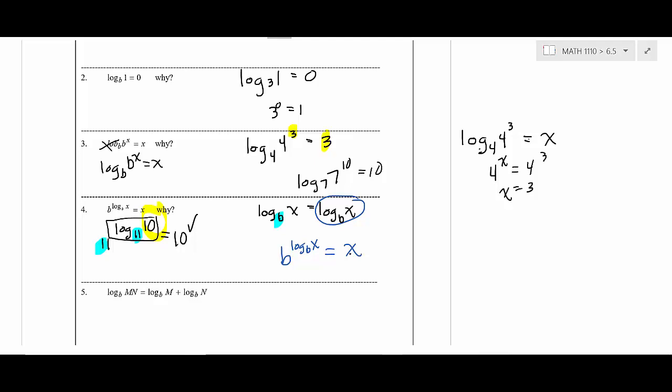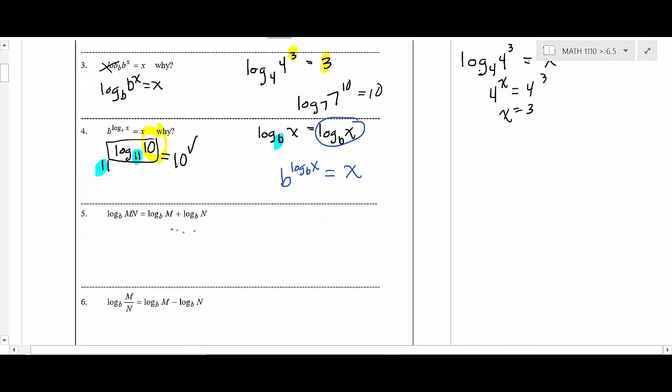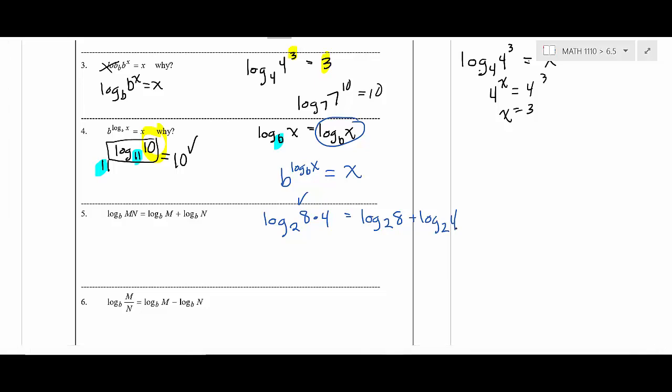So that property shows up a little bit. Next one, I'm not going to really do a derivation of this or anything. I'll just give you an example. It turns out if you have a logarithm, let's say the logarithm base 2 of 8 times 4, anytime you do a log of a product of two numbers, you can write this as the sum of those two logs. So you could do log base 2 of 8 plus log base 2 of 4. As long as those two logs exist, you can break it up like this.